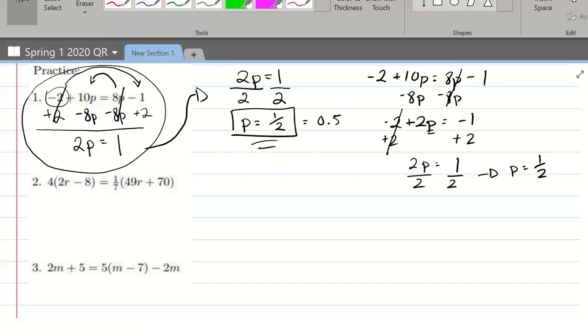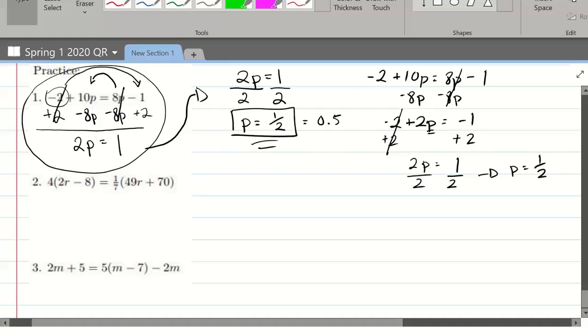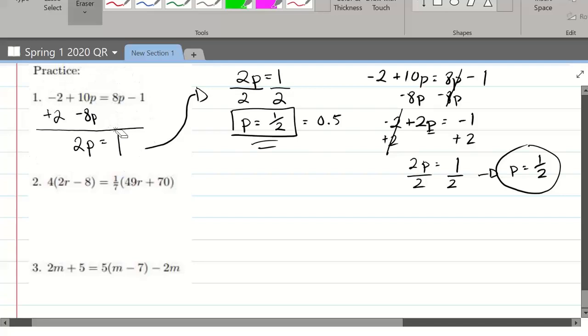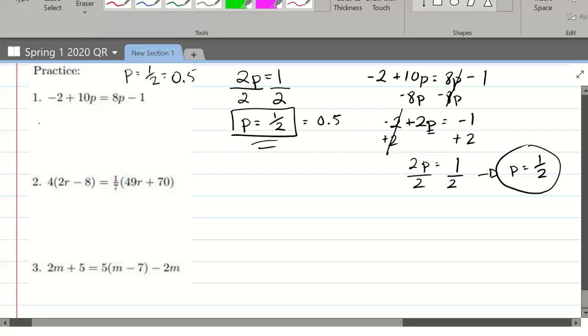Now, all of these questions, remember, you're solving for a variable, right? All of these questions, you could always check by plugging it into the original, right? So I'm going to erase this. You could always plug it into the original and see if it holds, right? If the original question holds. So we know that p is equal to a half, or 0.5, right? So let's plug that in over here, just to check. So 10 times p, which is a half, is equal to 8 times p, and p is a half, minus 1. Let's see if this makes sense.